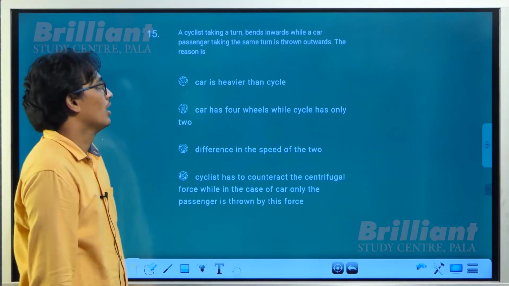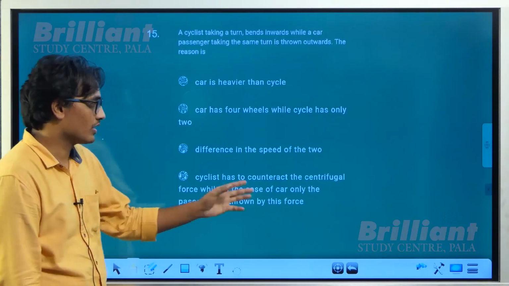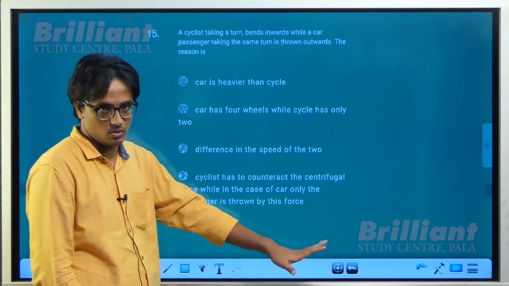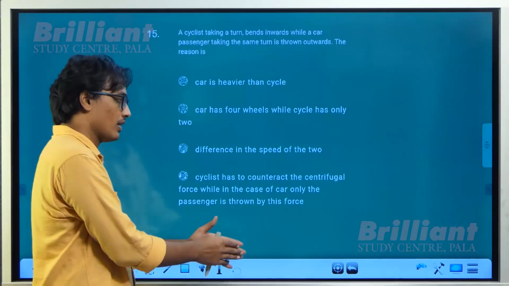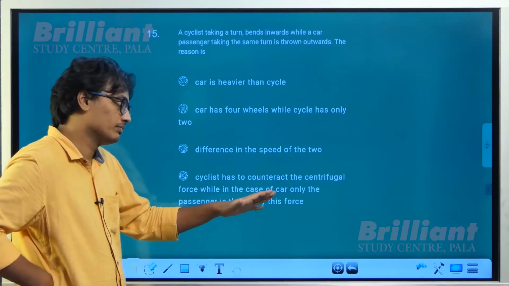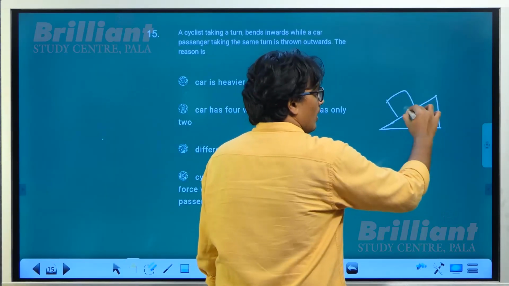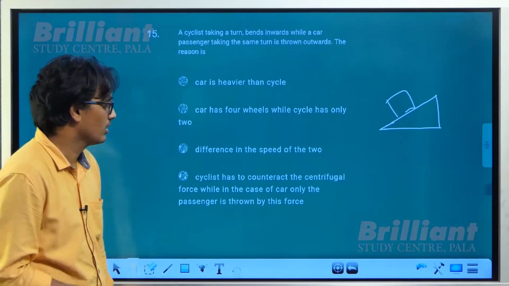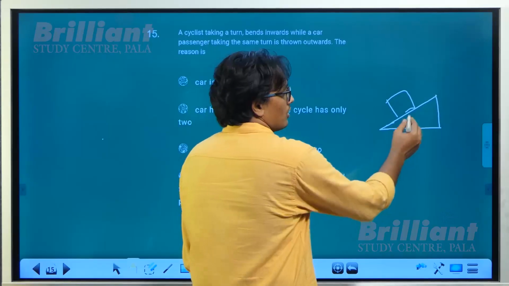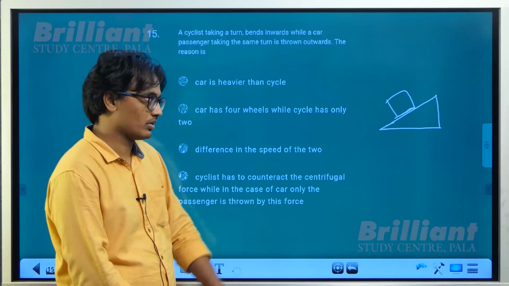A cyclist taking a turn bends inward while a car passenger taking the same turn is thrown outwards. Car is heavier than cycle. Car has 4 wheels. Cyclist has to counteract the centrifugal force. See, when you are on a cycle, you have to do it on your own. While in the case of the car, there will be banking, or sometimes the car will take the bend. So only the passenger is thrown away by this force. Okay.